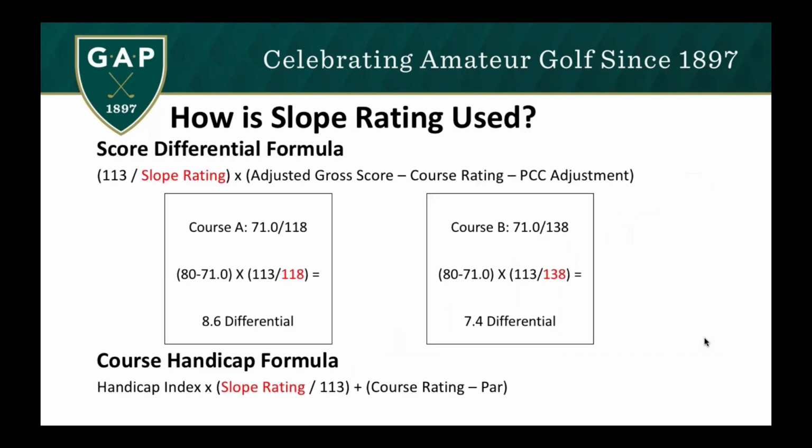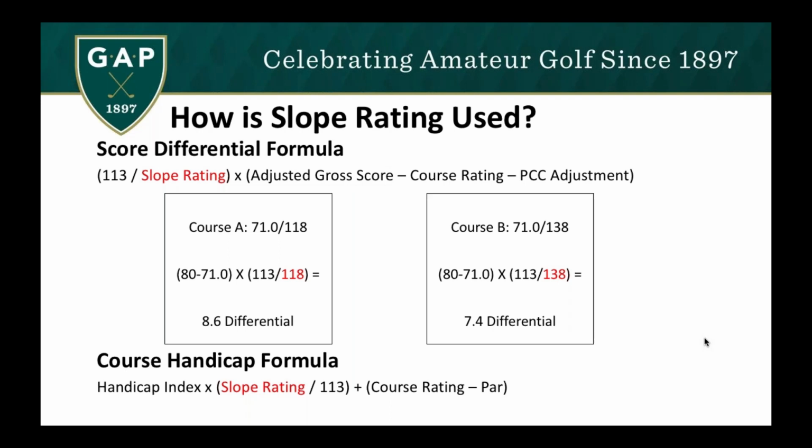Perfect. Getting into our next question: how is slope rating used? Day in and day out through the World Handicap System, slope rating is a major component. We see it in two places right off the bat: in the score differential formula that you get after each round that you post, and in your course handicap formula to figure out your handicap when you're going out to play a round.